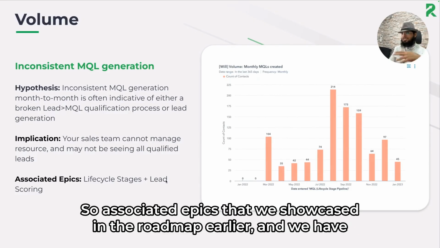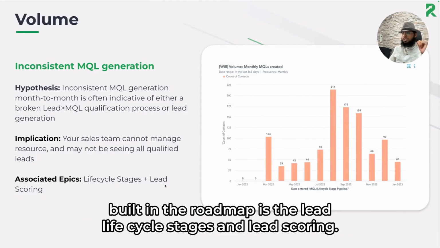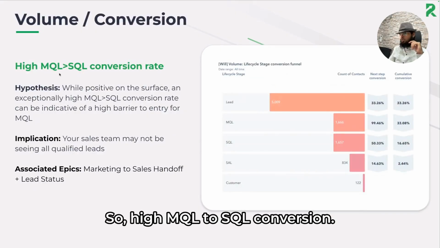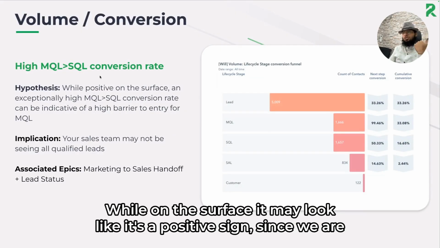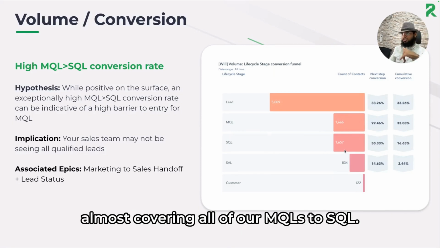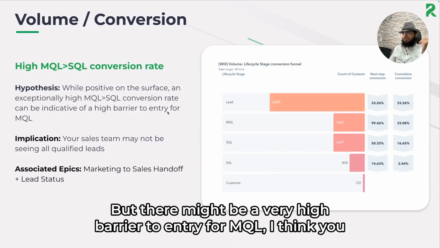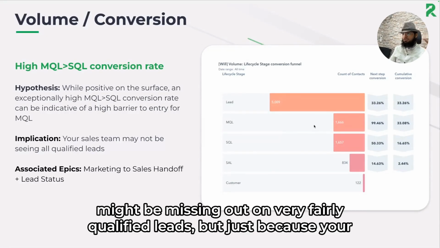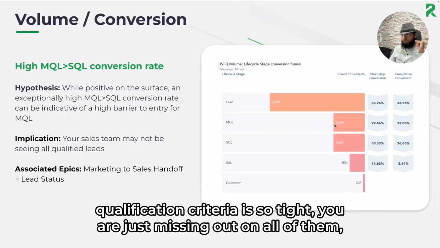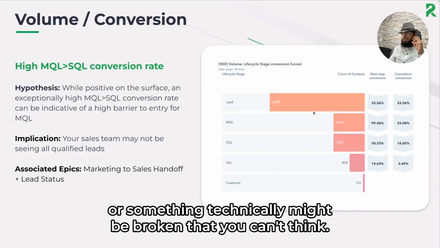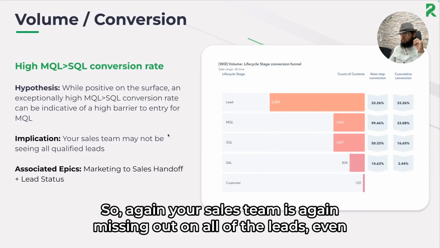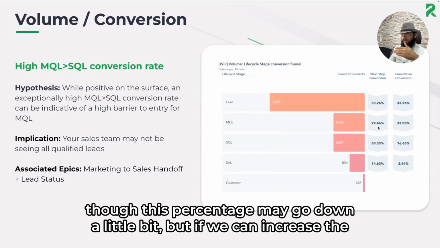The associated epics that we showcased in the roadmap earlier and have built in the roadmap are the lead lifecycle stages and lead scoring, volume and conversion. High MQL to SQL conversion, while on the surface it may look like a positive sign since we are almost covering all of our MQLs to SQL, there might be a very high barrier to entry for MQL. I think you might be missing out on fairly qualified leads, just because your qualification criteria is so tight, or something technically might be broken. So again, your sales team is missing out on leads, even though this percentage may go down a little bit.